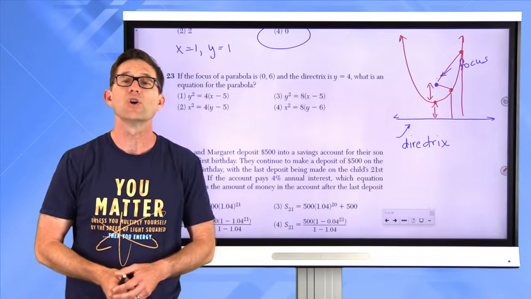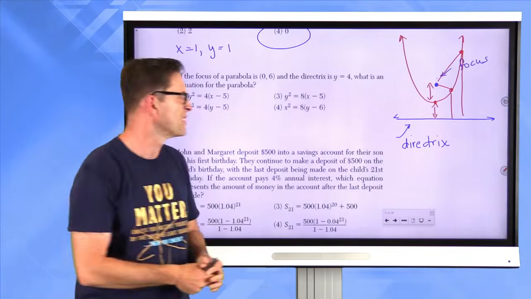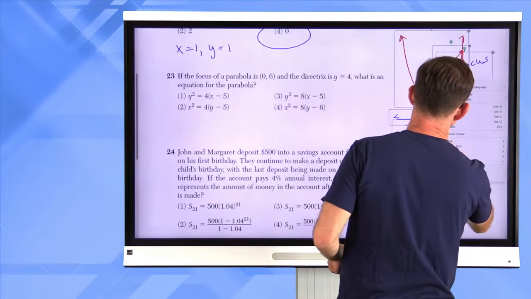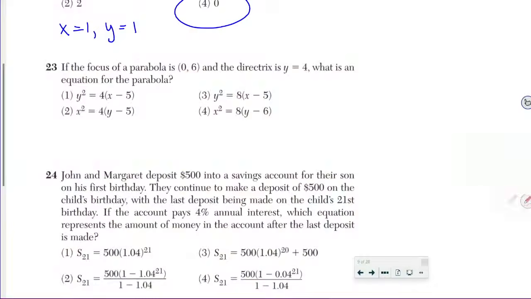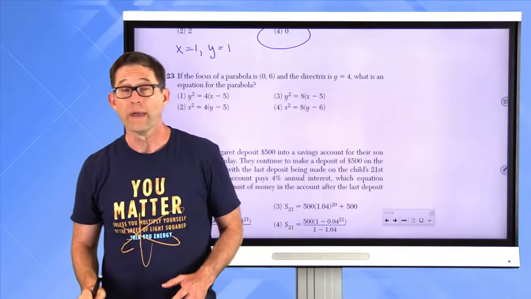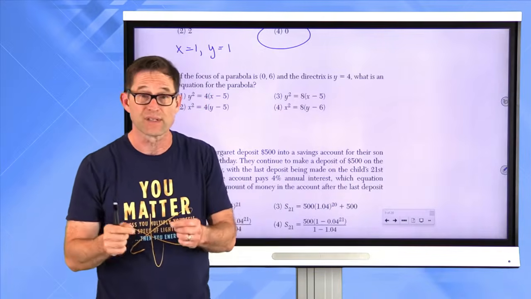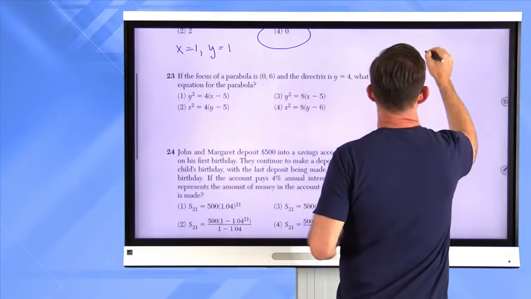Now let's dive into this one. I'm going to delete all of that just so I have some room. Now, there are a couple of different ways of doing these problems. One way is by really understanding that definition of distance. So let's get a picture of what's going on here.